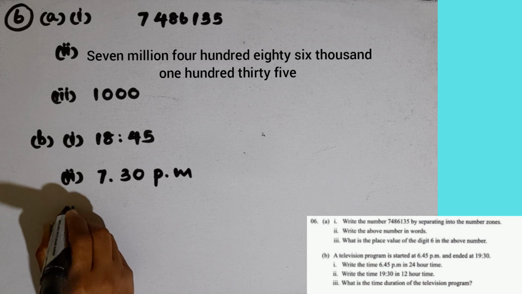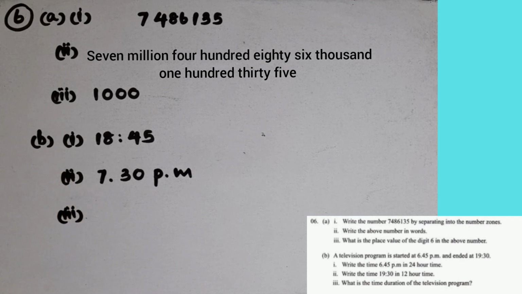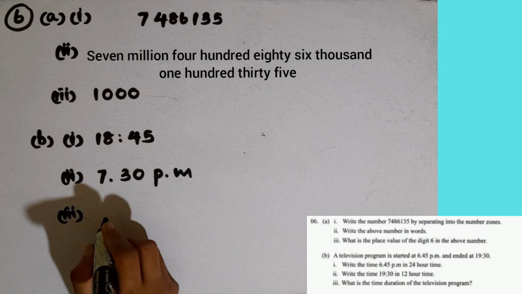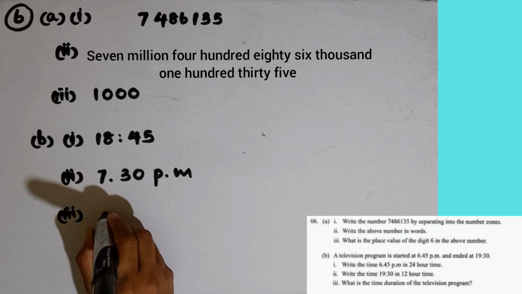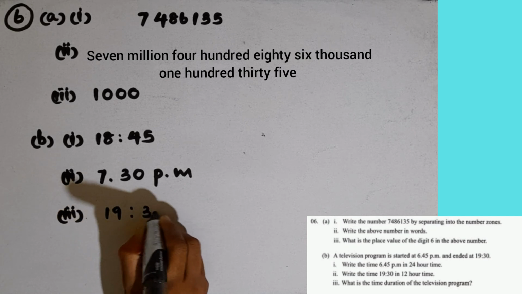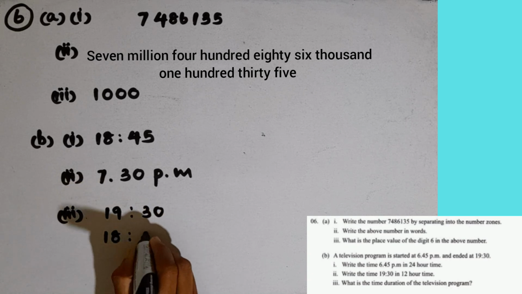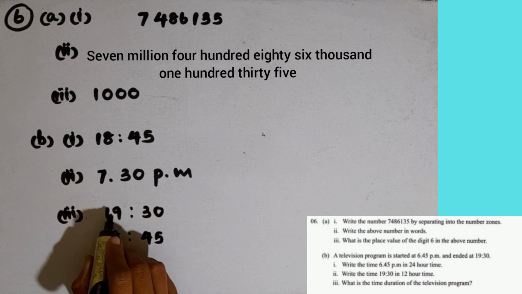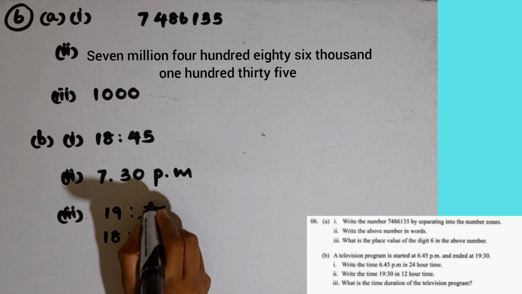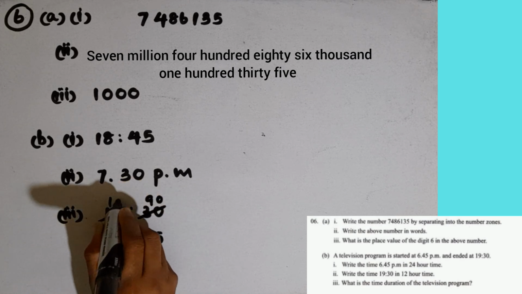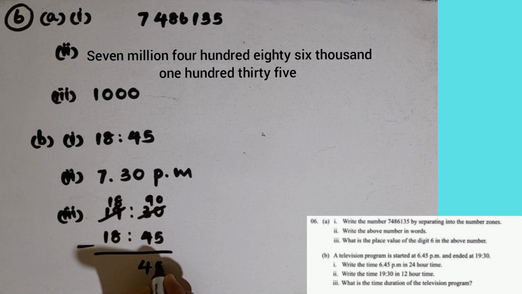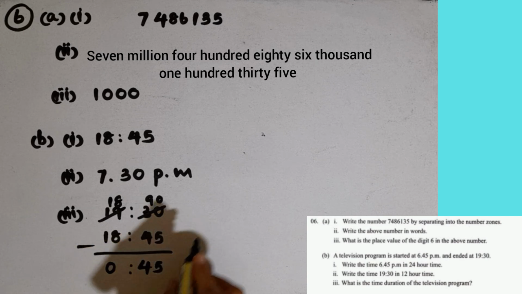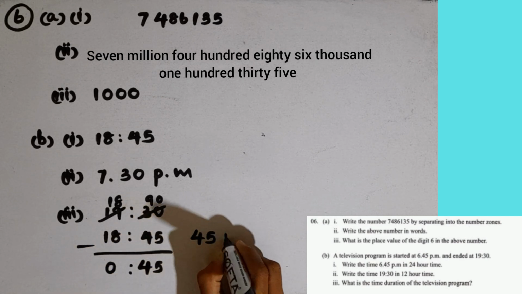Then part 3. What is the time duration of the television program? We can subtract 1845 from 1930. 1930 minus 1845. We have to take 1 hour from this side. Then this becomes 90. And the remaining here is 18. 90 minus 45 is 45. Here 0. So the duration is 45 minutes.